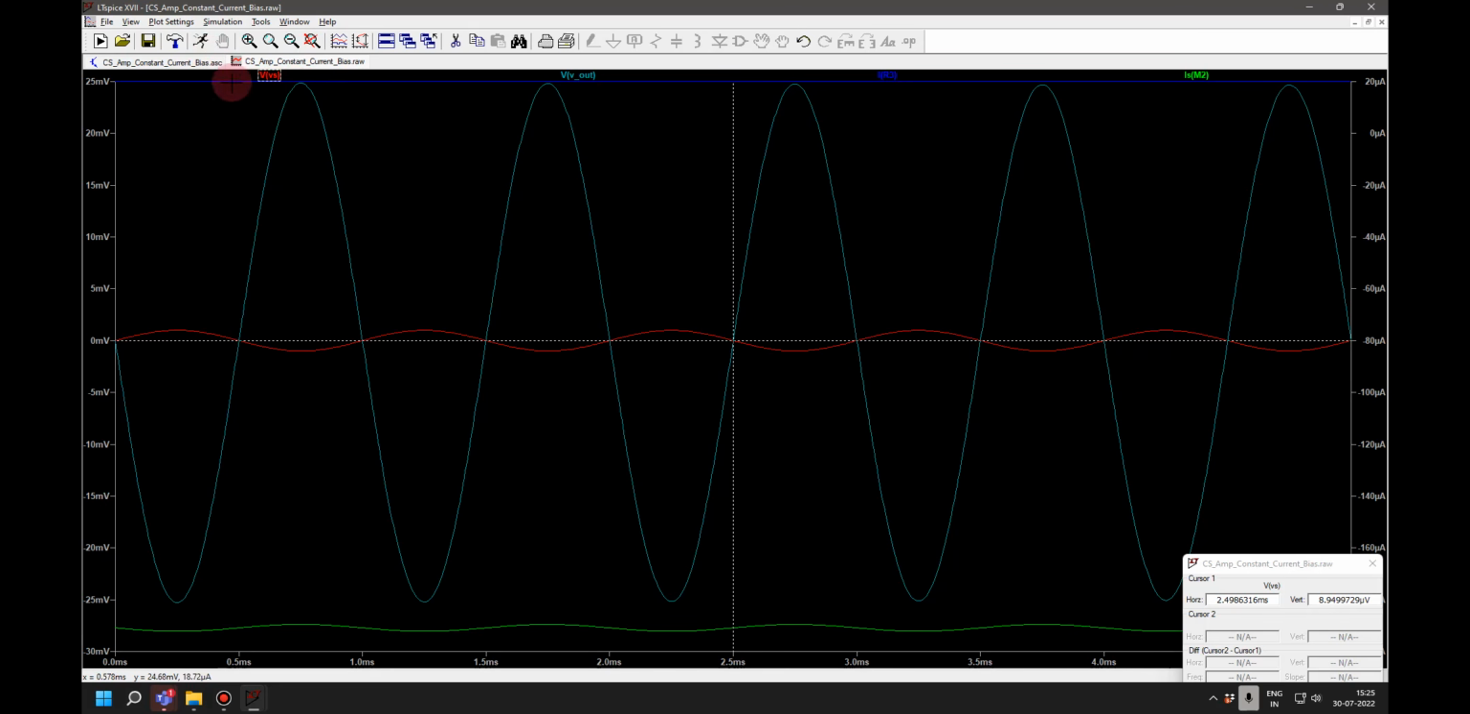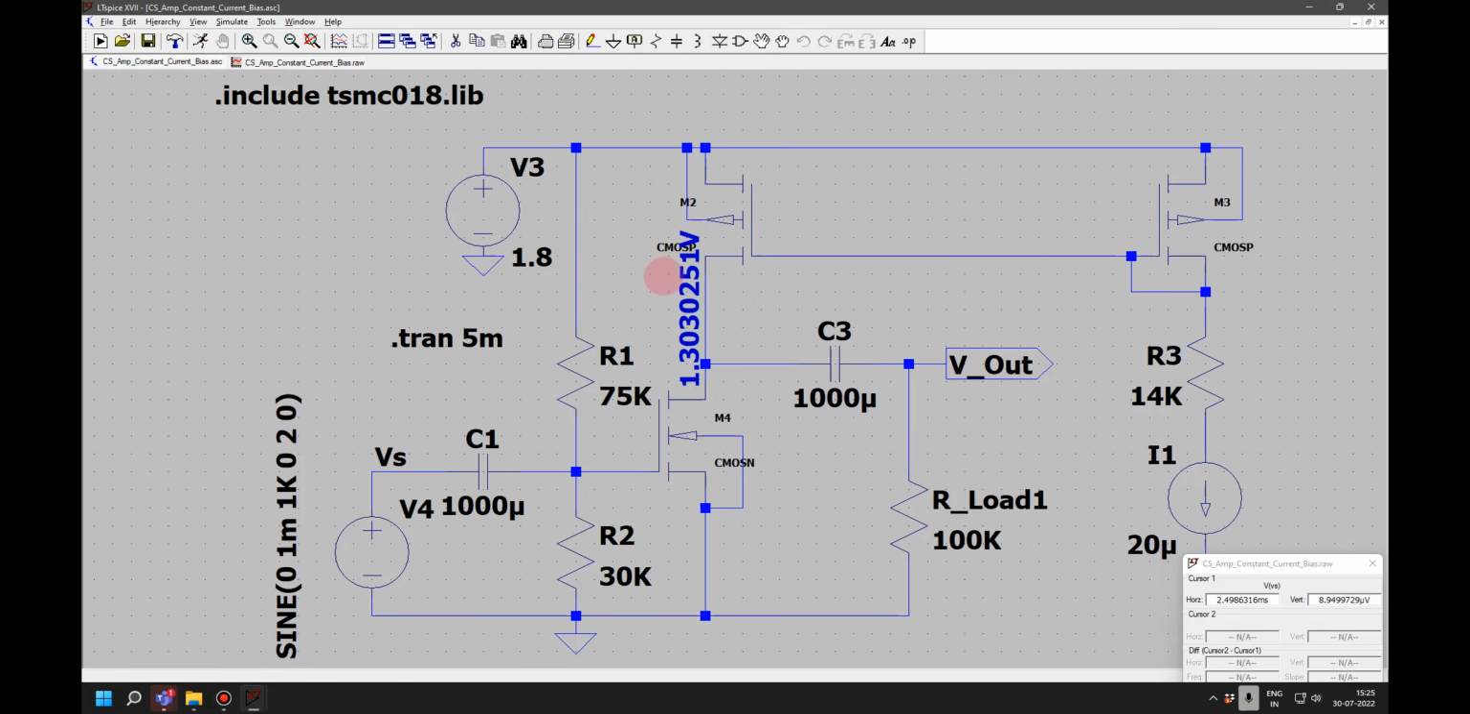Here I am getting it with a constant current bias, because instead of RD the load has been replaced by R0, which is typically in mega ohms. So I am getting a much higher gain out here. Is this okay with all of you?